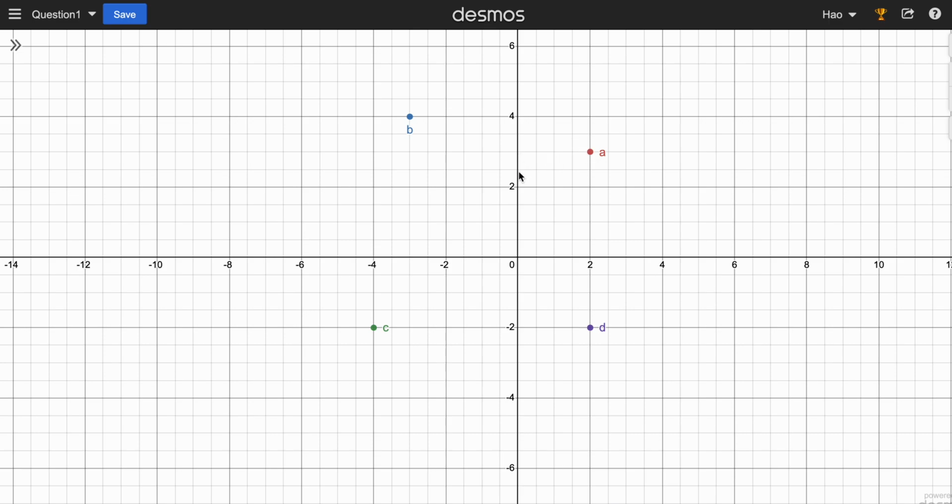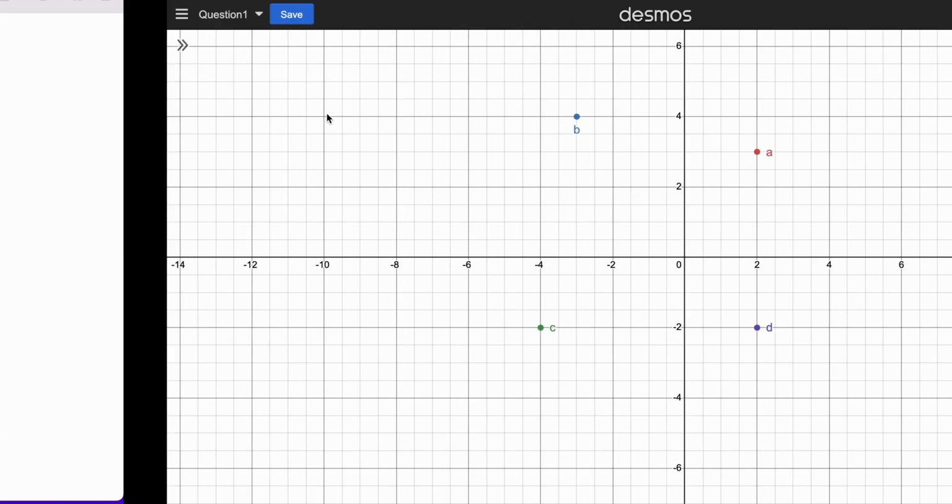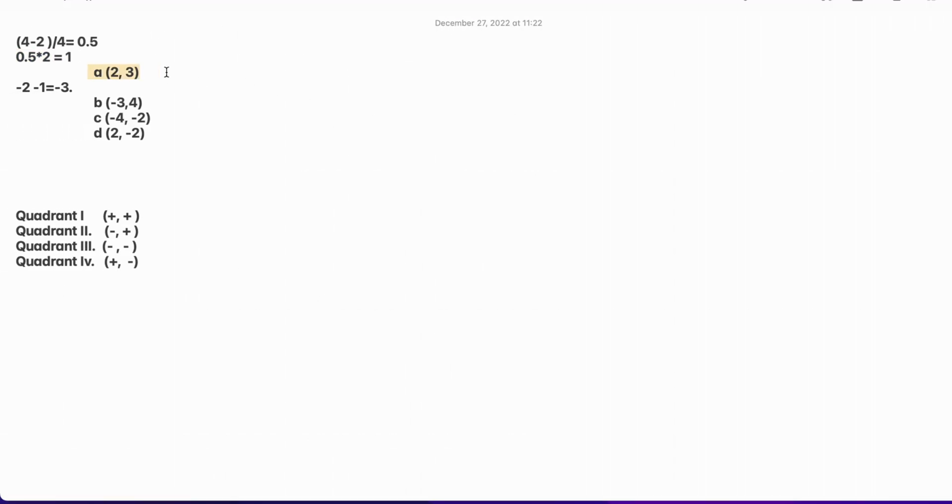Because we can see here the y value has 2 spaces more than 2. One space is 0.5, so let's count 2, 2.5, and this one is 3. So the y value is 3, right? So the coordination of A is 2, 3.